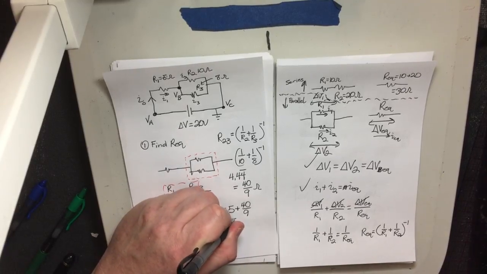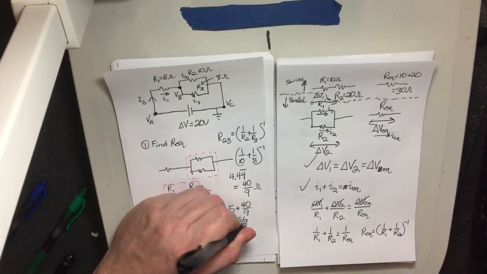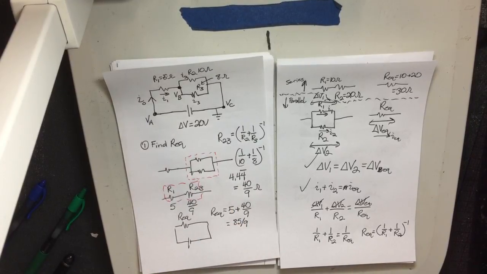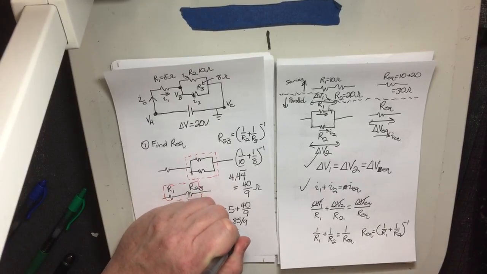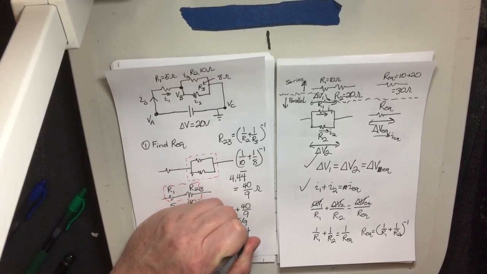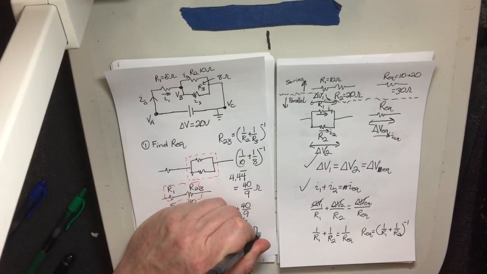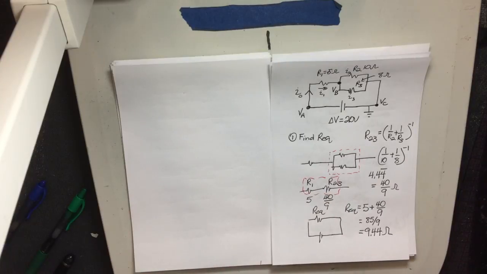Now REQ is 85/9. When I ask you to give me the equivalent resistance of the circuit, the answer that you give me will be in numbers like this, 9.44 ohms, and leave it like that. But in terms of continuing to use values, use the 85/9 for the next step.